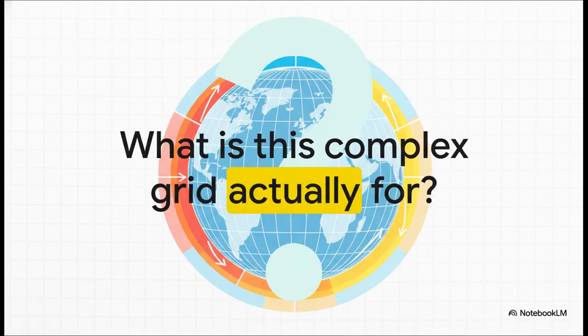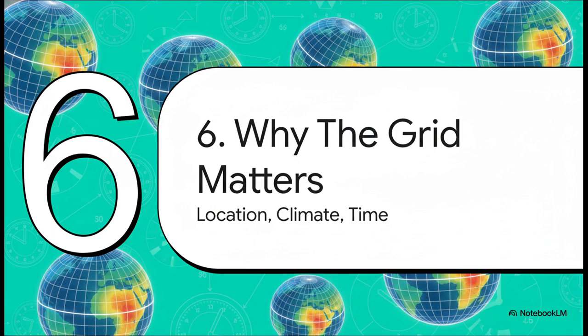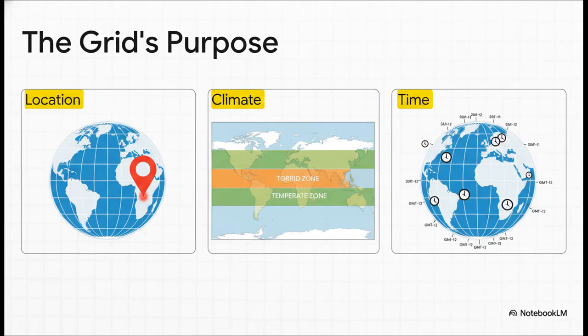Okay, so let's recap. We started with a plain old sphere. And now we have this detailed globe covered in lines that even map out climate zones. But so what? What's the real point of all this? Well, it really all boils down to three huge things that basically run our world: location, climate, and time. Here's the final piece of the puzzle.